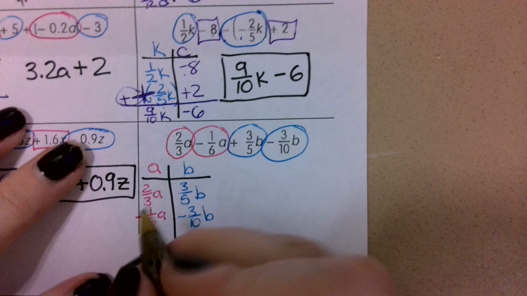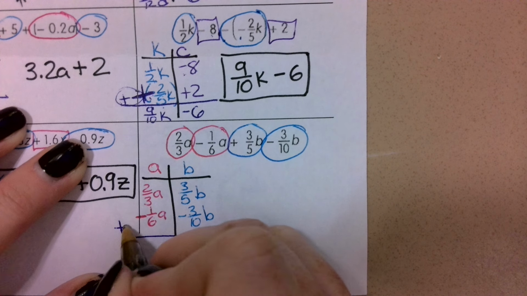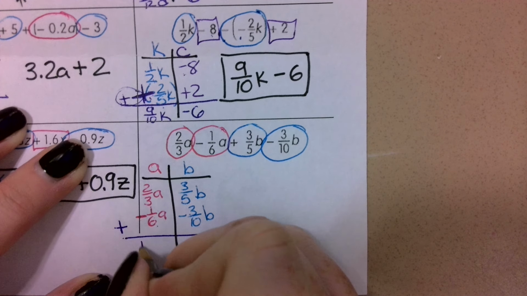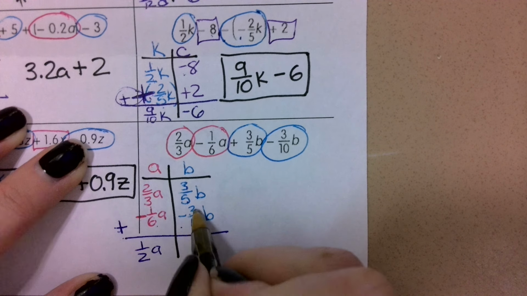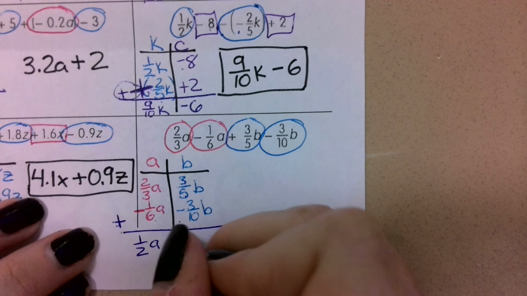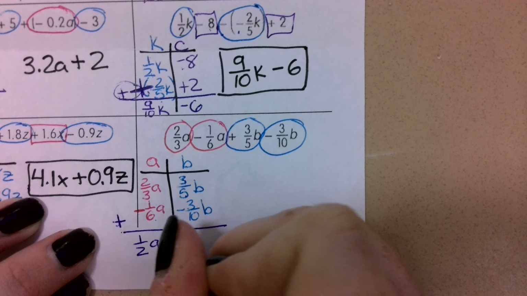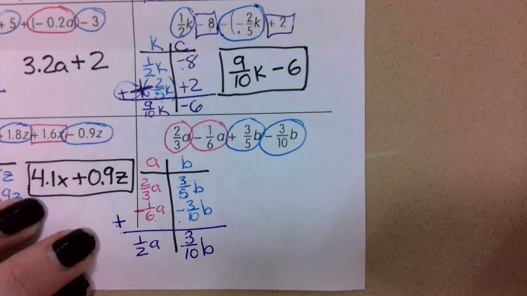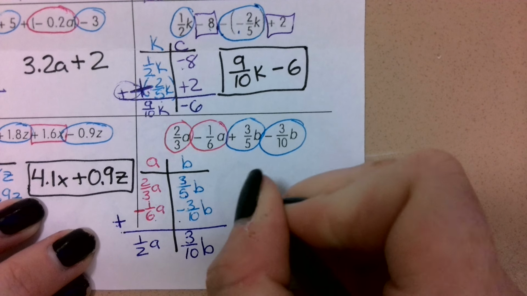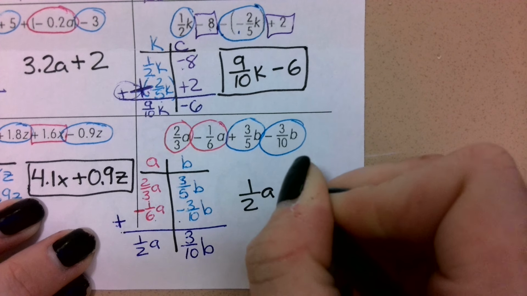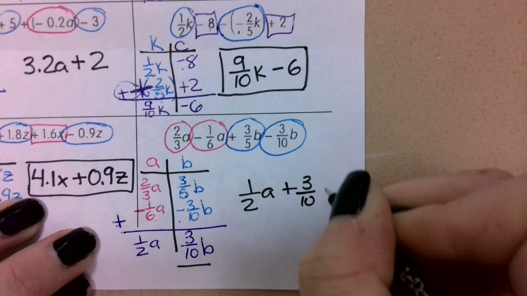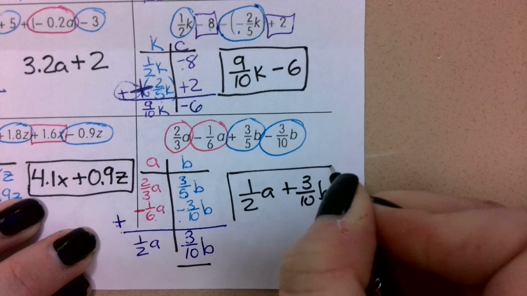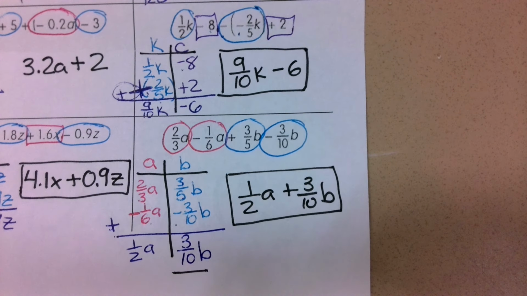Step number 2, add down. 2/3 plus -1/6 gives us 1/2 a. 3/5 plus -3/10 actually gives us a positive 3/10 b. And our final answer here will be 1/2 a plus, because it's a positive 3/10 b.